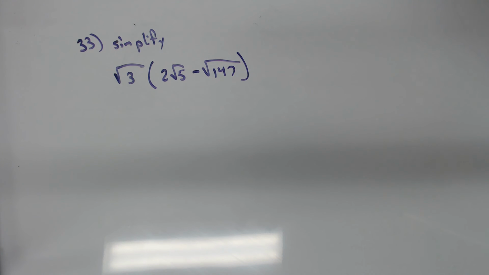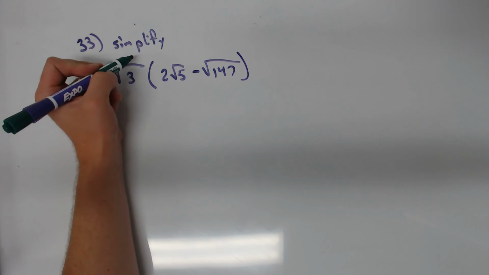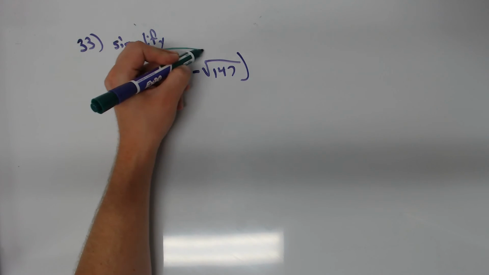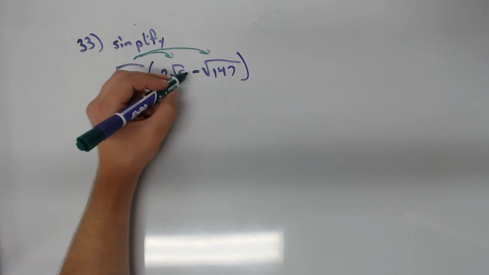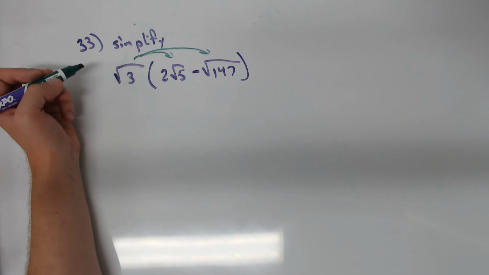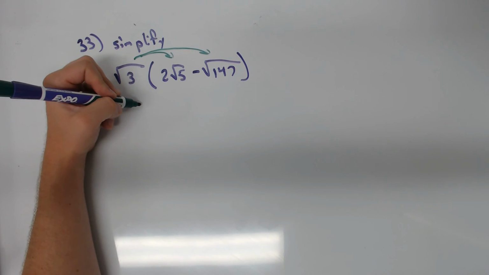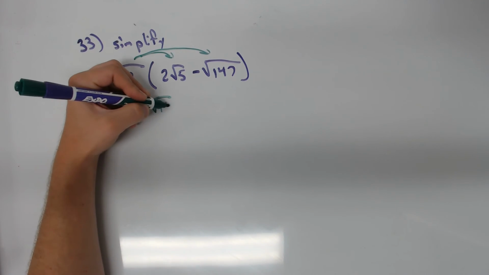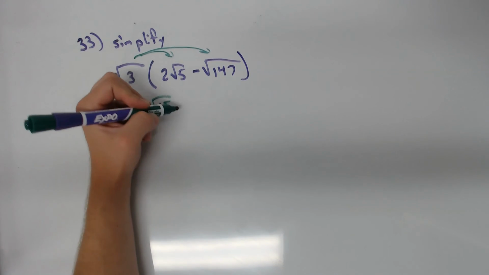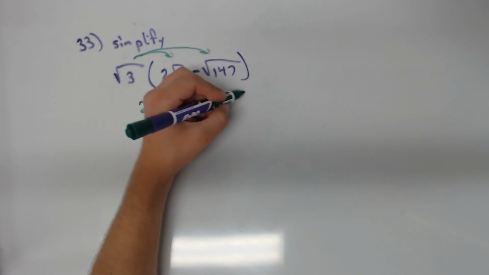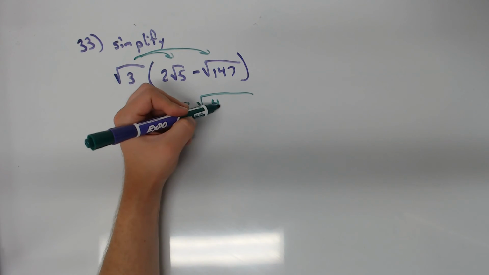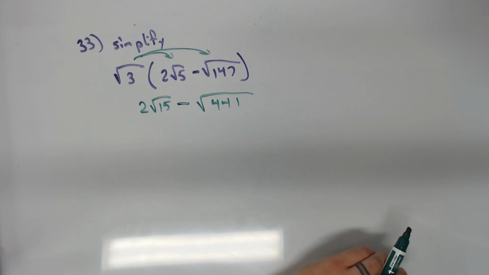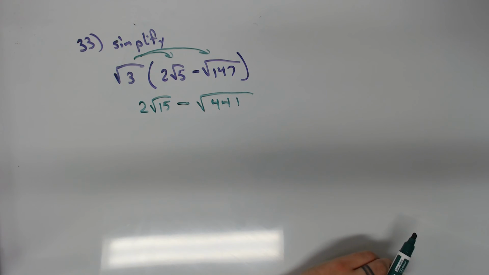One final one is going to make us distribute. So when I distribute the square root of 3, each term gets multiplied by it, and I multiply it by the stuff under the radical because it's under the radical. So I end up with 2 square root of 15, 3 times 5 is 15, minus square root of, let's see, this is going to be 441. Check my math there real quick. Yeah, that sounds right.